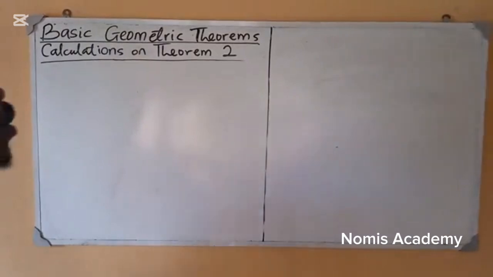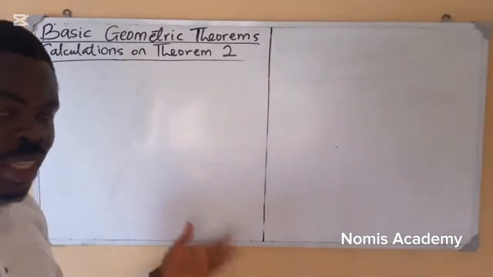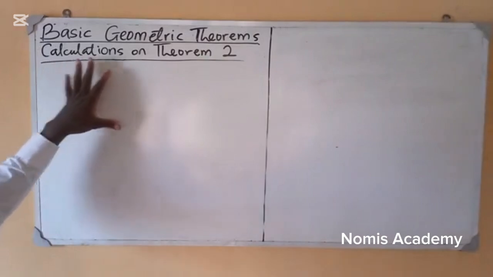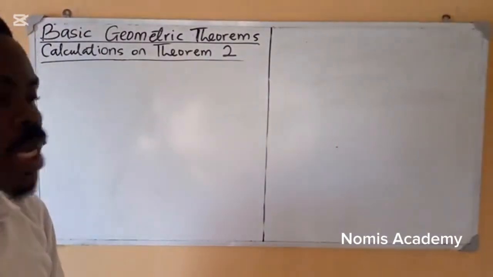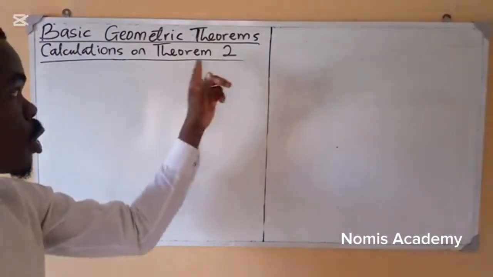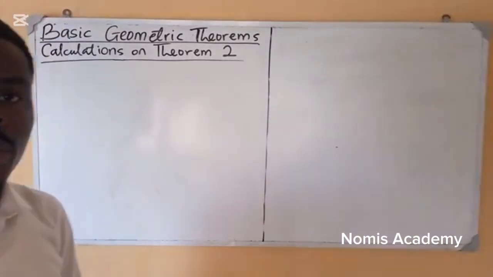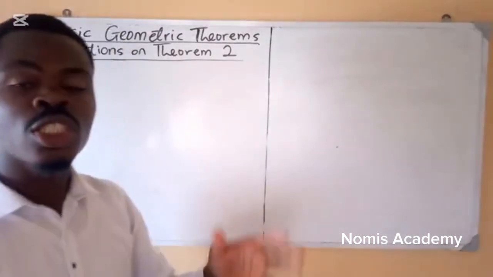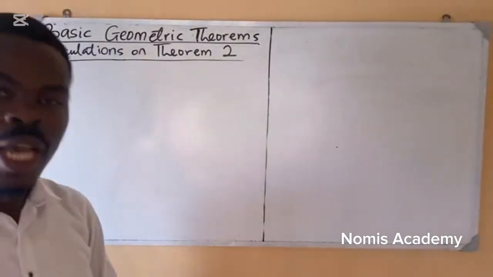In this video, we are going to be looking at basic geometric theorems, and under that, we are going to learn how to do some calculations under Theorem 2. Now, in the previous video, we were able to state and prove Theorem 2, and Theorem 2 says that the exterior angle of a triangle is equal to the sum of its interior opposite angles.